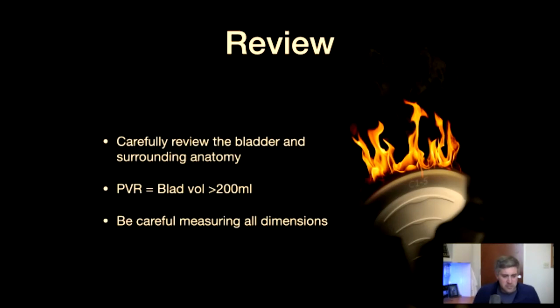A post-void residual, at least in my books, is going to be greater than 200 mLs, right? That's what I'm using when I'm QAing different studies that we see here. And just be careful that you measure it in the three appropriate dimensions, the length, height, and width, and that you don't substitute that height dimension for a second depth dimension or whatever configuration you have to do, that it's a plus sign and a minus sign, not a plus sign and a vertical sign.